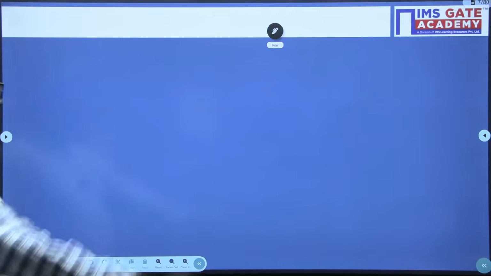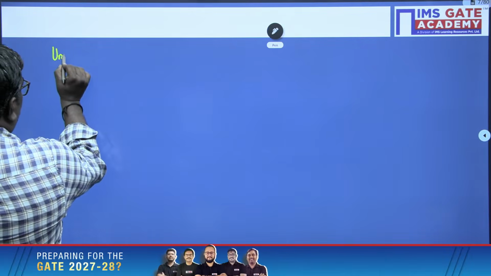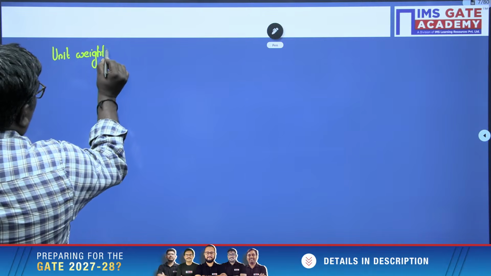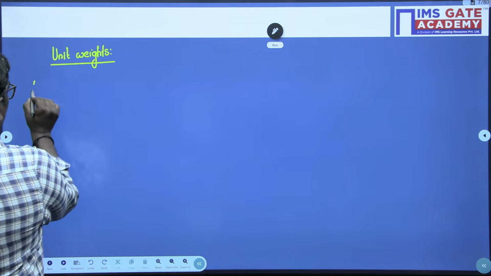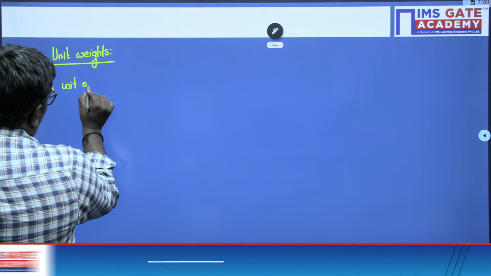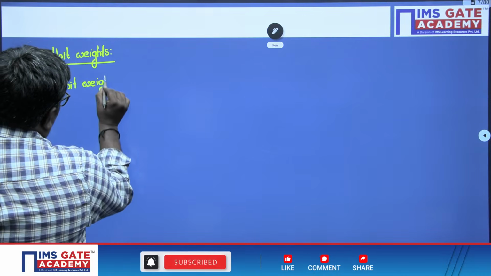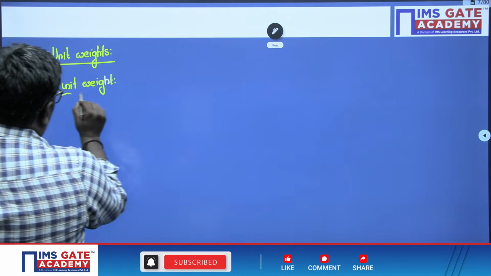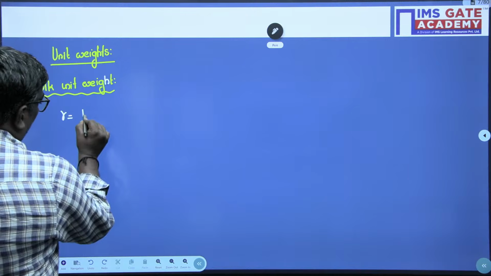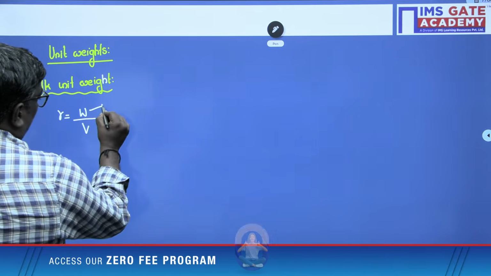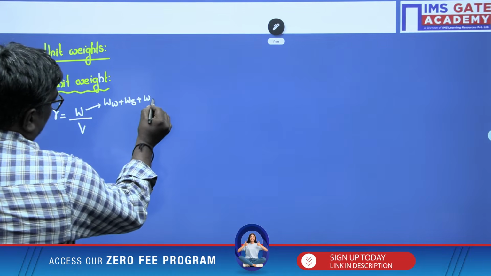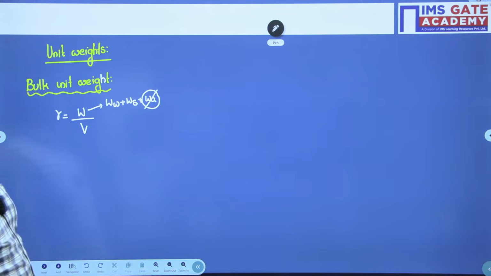Now, my dear students, you can ask me, there are some unit weights also. What are the unit weights of soil? First one we have is the bulk unit weight. What is bulk unit weight here? Gamma is equal to total weight by volume. In this total weight, there can be weight of water, weight of solids and weight of air. But weight of air is negligible, so we will not consider this.